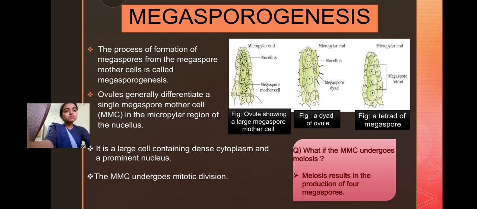So now comes a question: what if the MMC undergoes mitosis? As in this slide we studied that the MMC undergoes meiotic division. Meiosis will result in the production of 4 megaspores, but as we know only one megaspore becomes functional later.